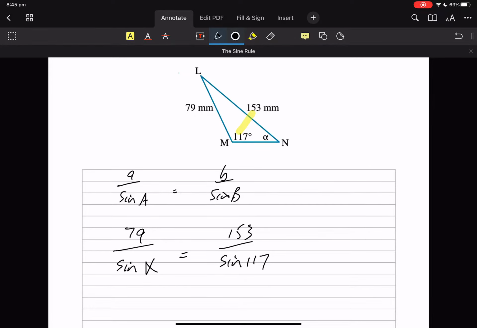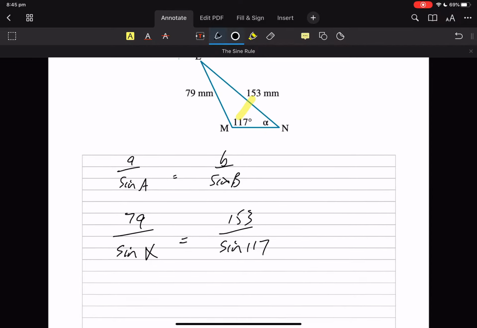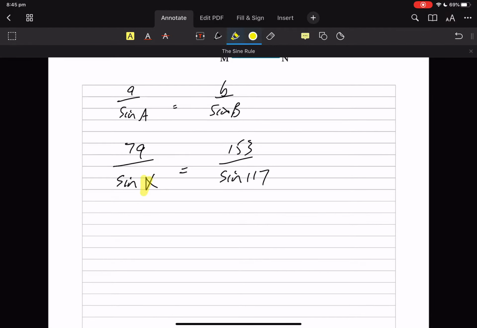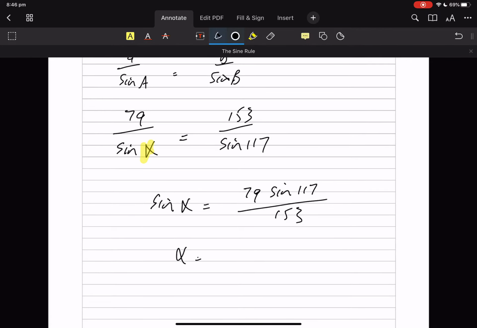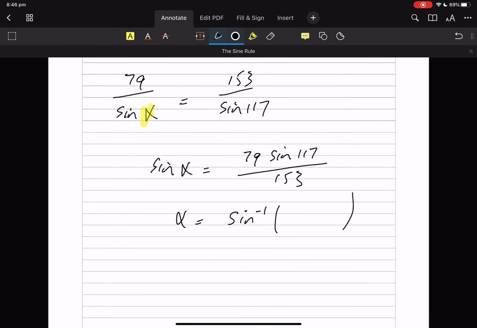So you'll see in that question, there's no stuffing around. I don't have that third one. I'm not looking for anything. All the information is there that I need. All I'm doing is finding alpha. So I'm okay to go sine alpha equals, alpha will be the arc sine of whatever that is, and you're going to whack that into your calculator.